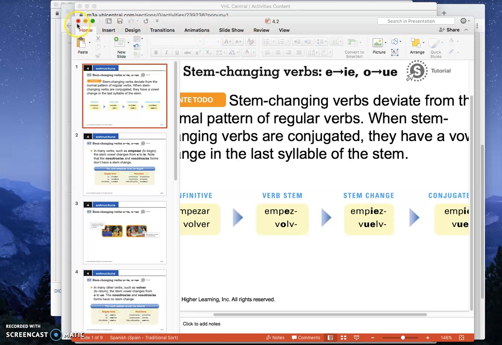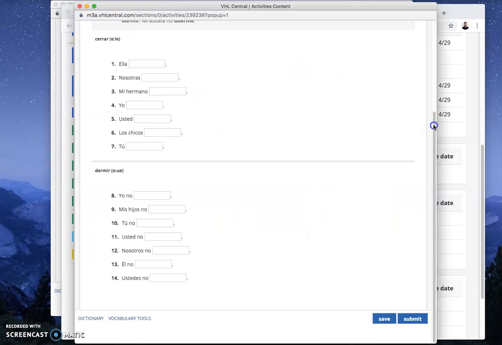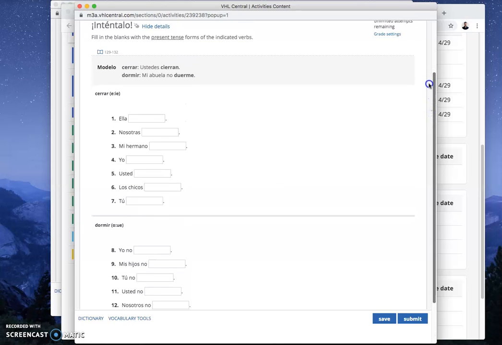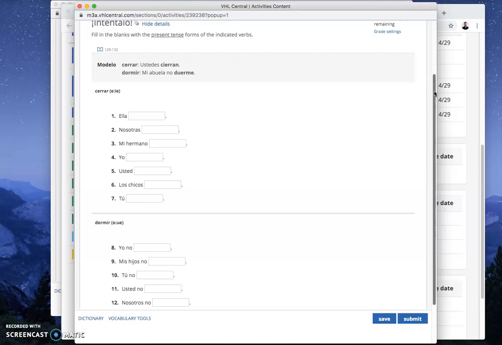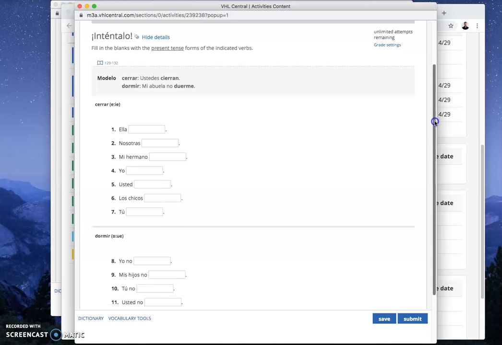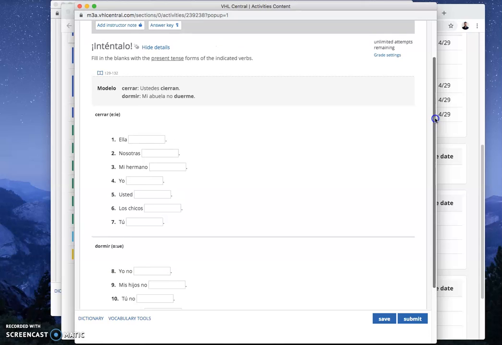So we're going to do a few activities. I recommend you have your textbook handy. We're going to start with a homework assignment that you have due for Wednesday, which is the Inténtalo. Okay, we're going to do this together. And then I have one activity that you don't have. All right, so Inténtalo. It says fill in the blanks with the present tense forms of the indicated verbs. As usual, please pause the video in between, before I give the answer, pretend like we're in class, right? So just pause the video and then unpause it when you think you have the answer, okay?